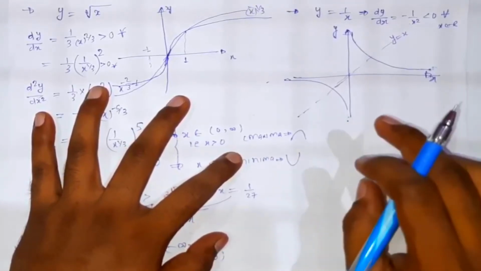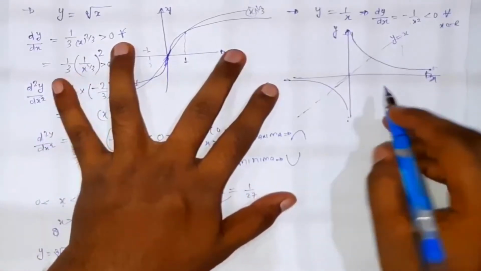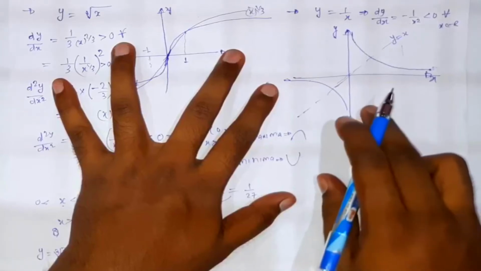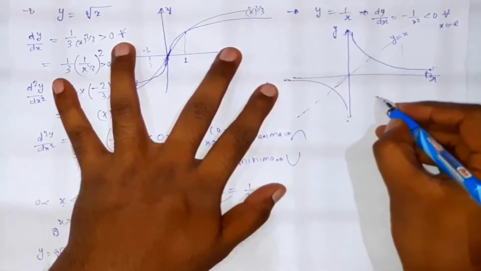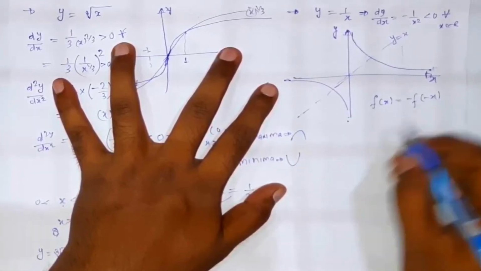As far as this point is concerned, what will we do? By observation, we can say this function is an odd function. I have already told you the definition of an odd function: if f(x) = -f(-x), then it is an odd function.